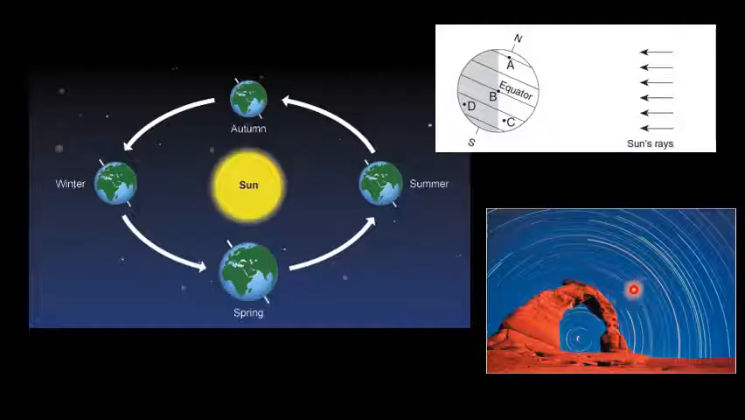This is a time-lapse photo showing the trace of the stars rising in the east and setting in the west because we rotate underneath of them. We're going counterclockwise. So rotation takes about every 24 hours.